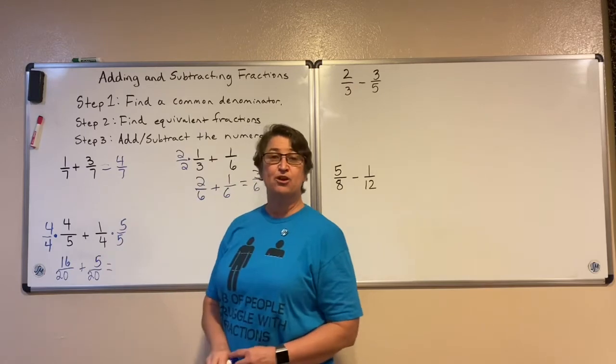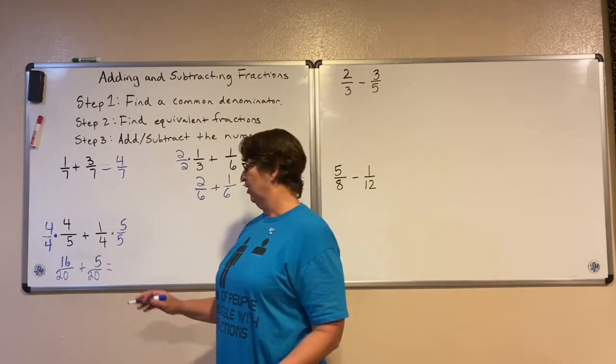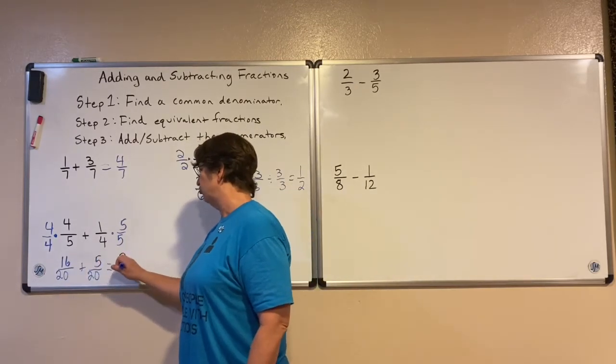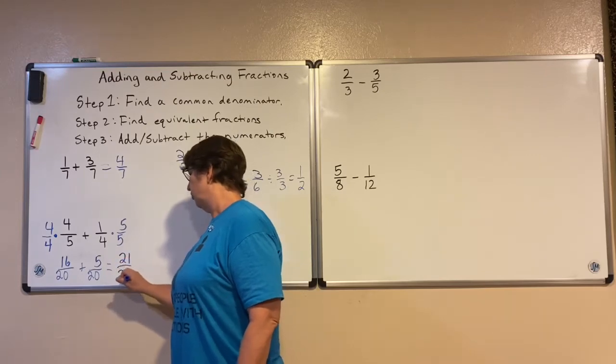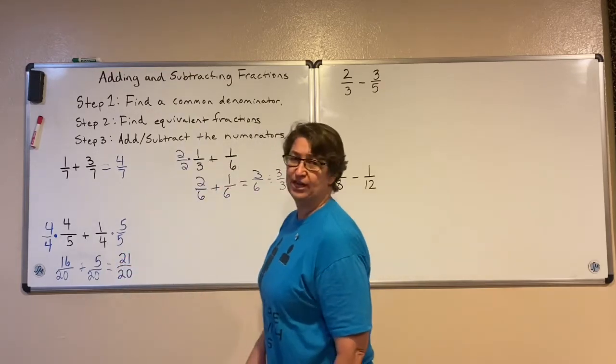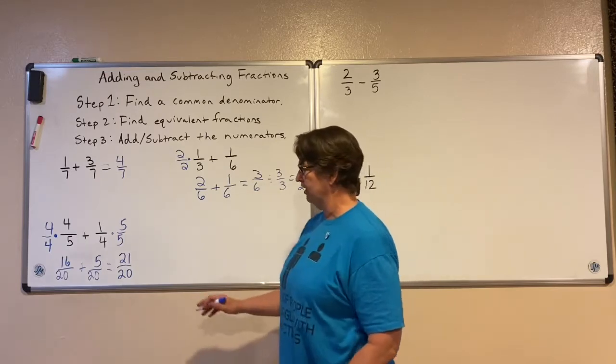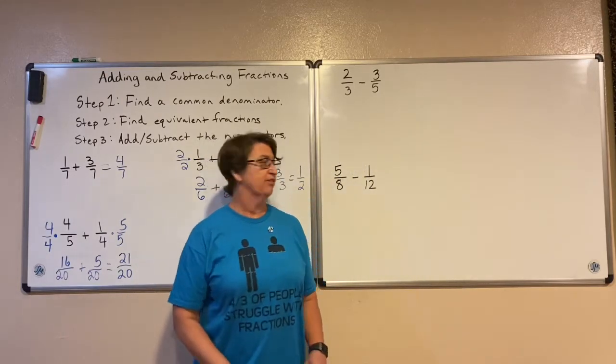Once their denominators are the same, I can add the numerators. So 16 plus 5 is 21/20ths. That's more than one whole thing. 4/5 plus 1/4 is equal to 1 and 1/20.